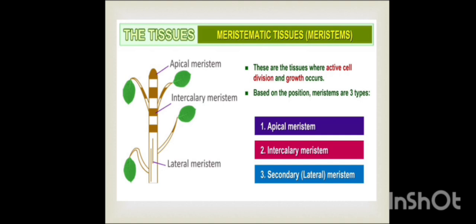Next, basically meristematic tissue cells are oval shaped, spherical shaped or polygonal, and intercellular spaces between the cells are mostly absent. The cells have a large nucleus, vacuole and also cytoplasm. It is the undifferentiated tissue that is called meristematic tissue. According to their position, meristematic tissue is of three types, that is apical meristem, intercalary meristem and secondary lateral meristem.